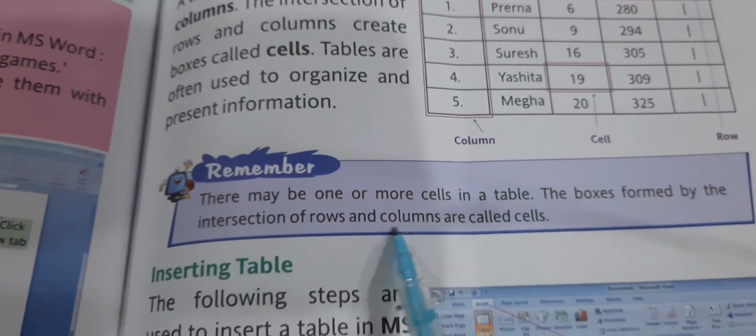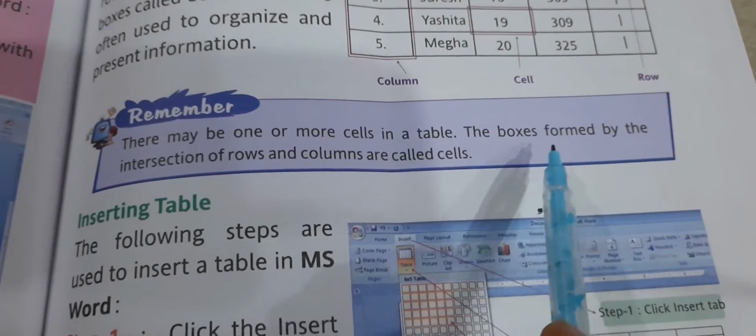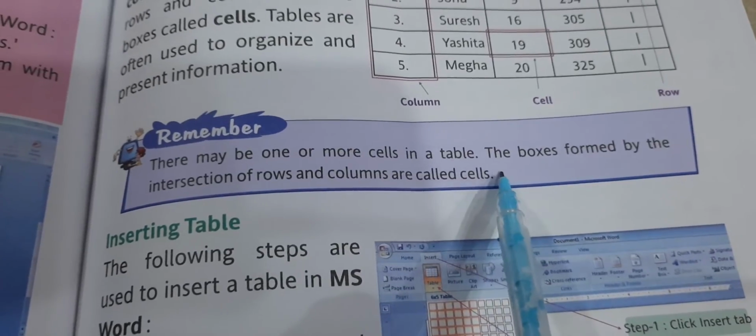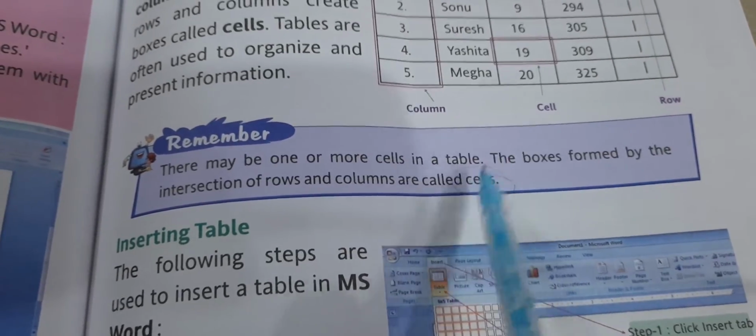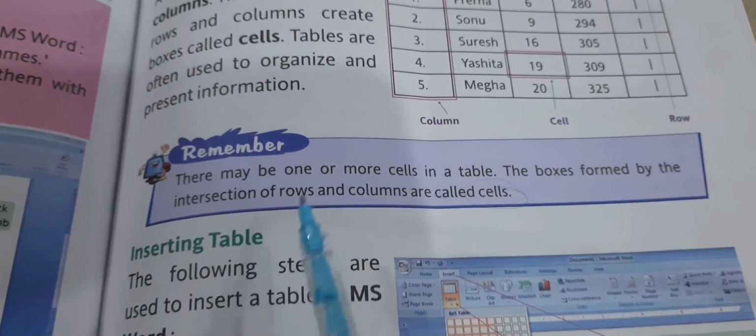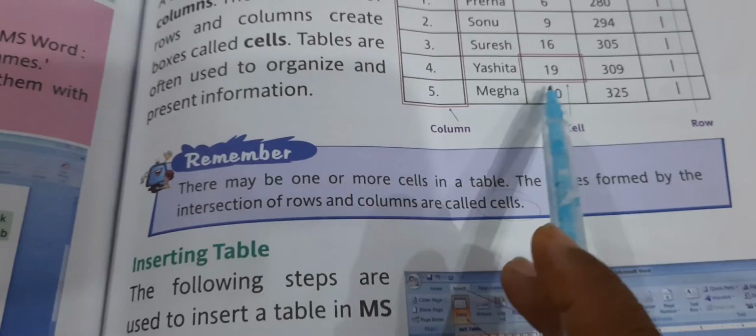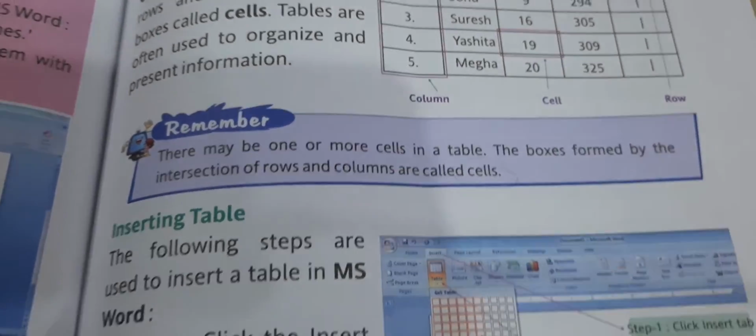Okay, children, now remember, there may be one or more cells in a table. The boxes formed by the intersection of rows and columns are called cells. You can mark it as important. What are cells? When rows and columns intersect, the rectangular boxes which are formed are called cells.